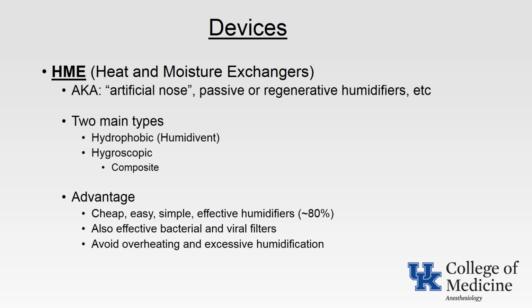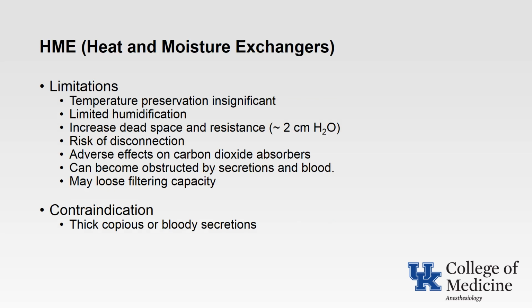Heat and moisture exchangers are commonly used. They are sometimes called artificial nose. There are two main types: hydrophobic and hygroscopic. The advantage is they are cheap, easy, and effective humidifiers. They are also effective bacterial and viral filters. They avoid overheating and excess humidification.